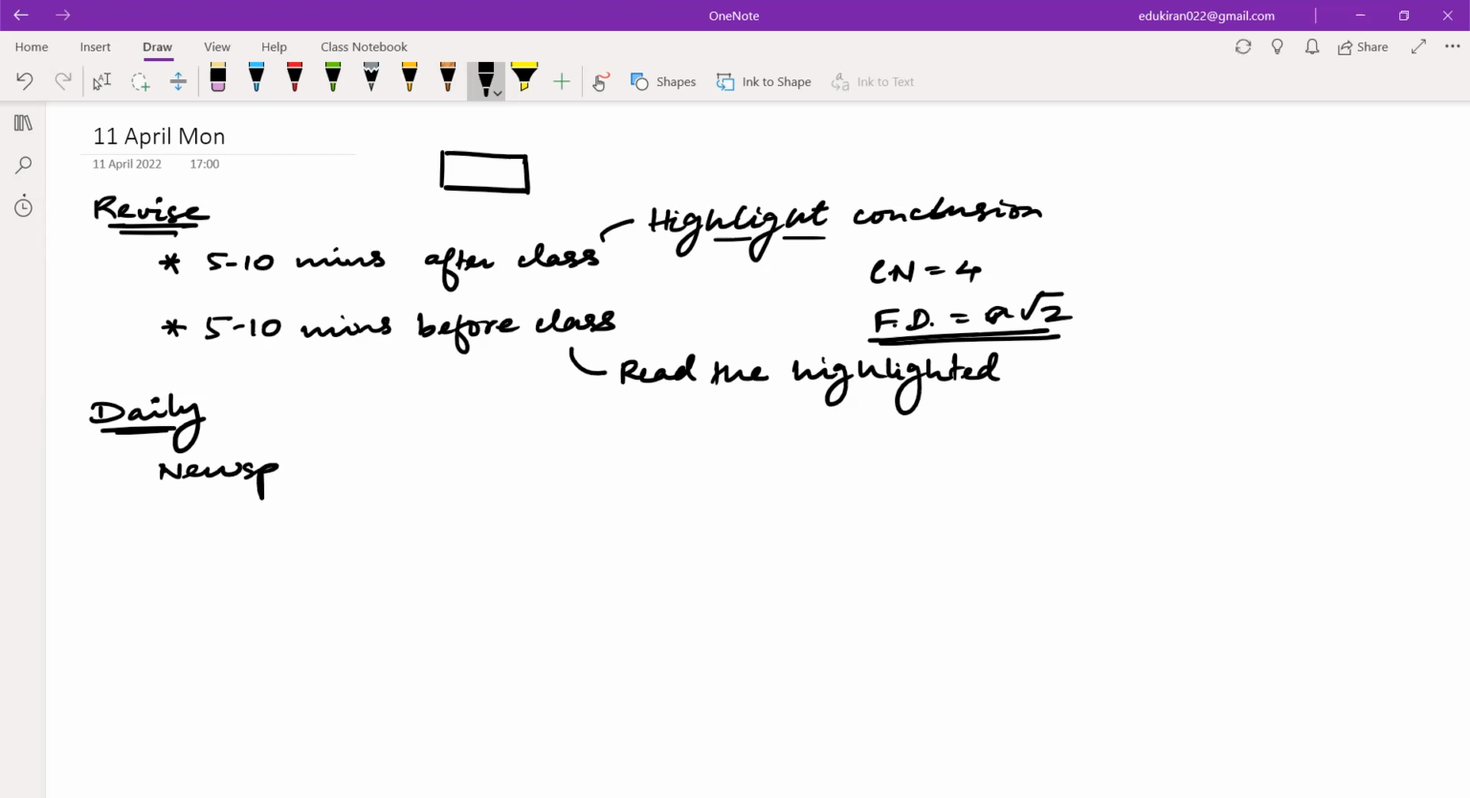Have you ever read a newspaper? No? Fatima and Hafsa: No, sir. Hafsa, what about you? No, sir. How sad. There is a newspaper. Okay, you have never read a newspaper. Fine. But you have seen a newspaper, right? You have seen people reading newspaper, even in the movies or TV or serials, right?